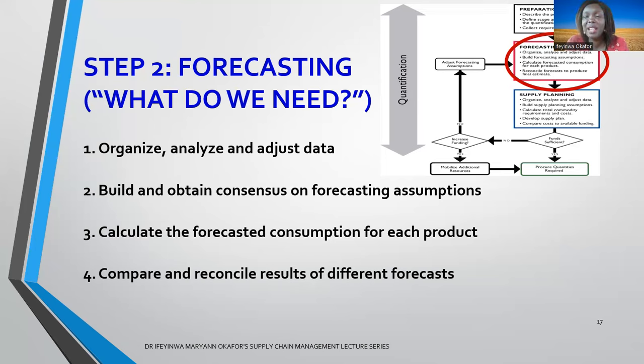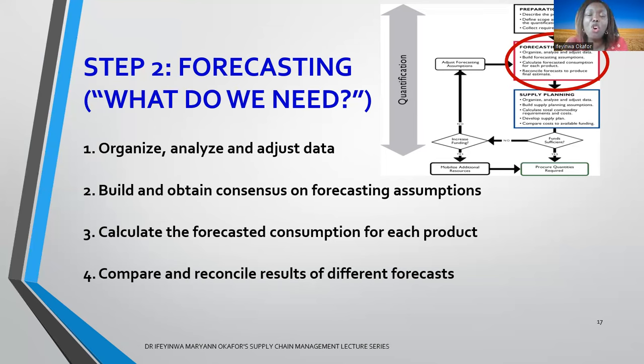Remember, during the preparatory phase, you have gathered your data. Data for forecasting, you need data like consumption data, morbidity data, demographic data, service data. You need this type of data, so you need to gather it during the preparatory stage. So during the forecasting proper, what do we do? One, we organize, analyze, and also adjust the data. That's the number one thing we do during forecasting.